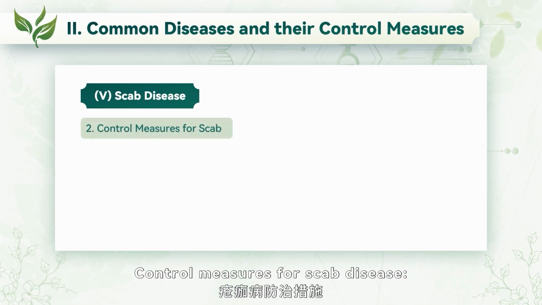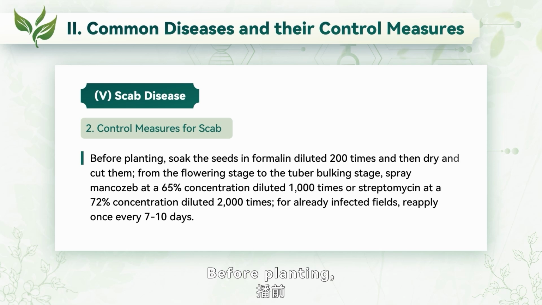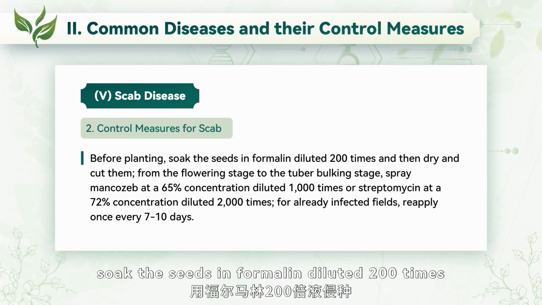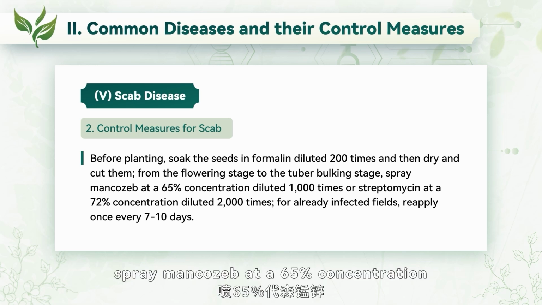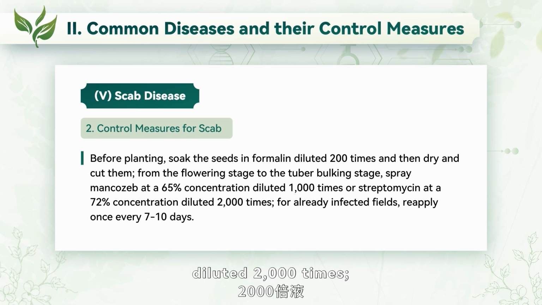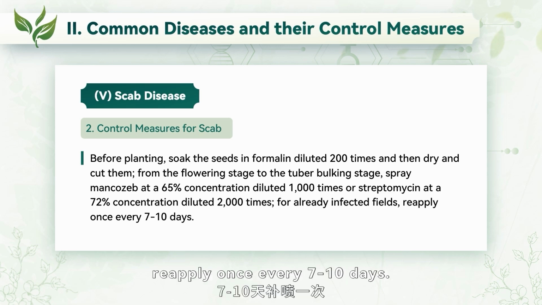Control measures for scab disease. Before planting, soak the seeds in formalin diluted 200 times and then dry and cut them. From the flowering stage to the tuber bulking stage, spray mancozeb at a 65% concentration diluted 1,000 times or streptomycin at a 72% concentration diluted 2,000 times. For already infected fields, reapply once every 7 to 10 days.